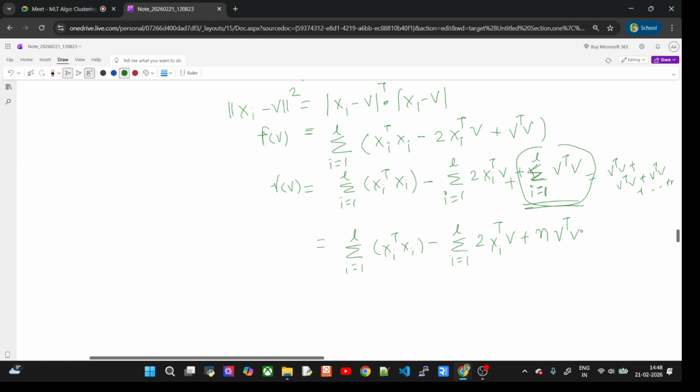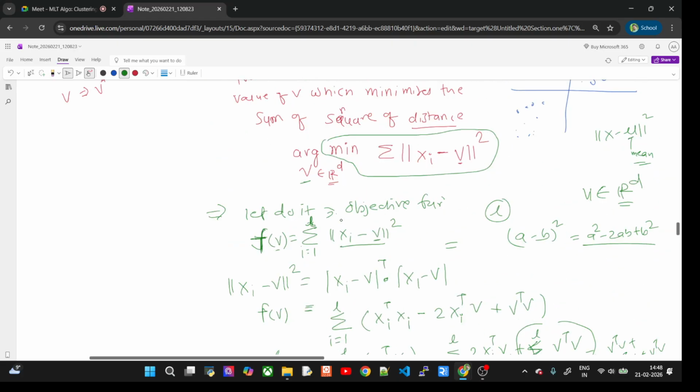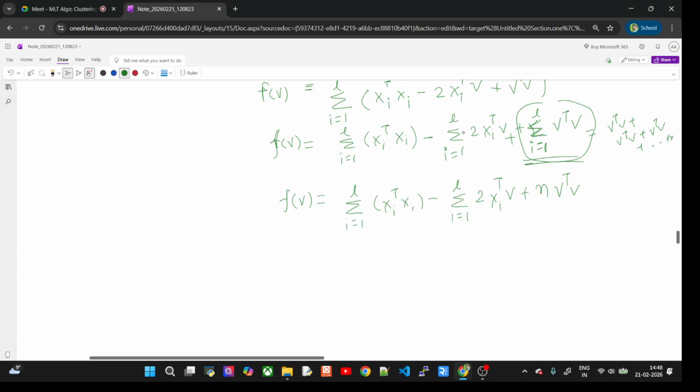Now, to find the minimum of this kind of equation, you differentiate with respect to that variable and equate to 0, then you get the solution. So I am doing the same here: differentiating f of v with respect to v. In equation 1, the first term is a constant because there is no v term, so its derivative will be 0.